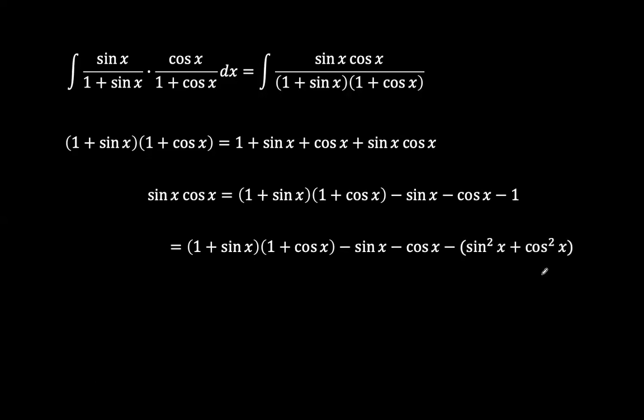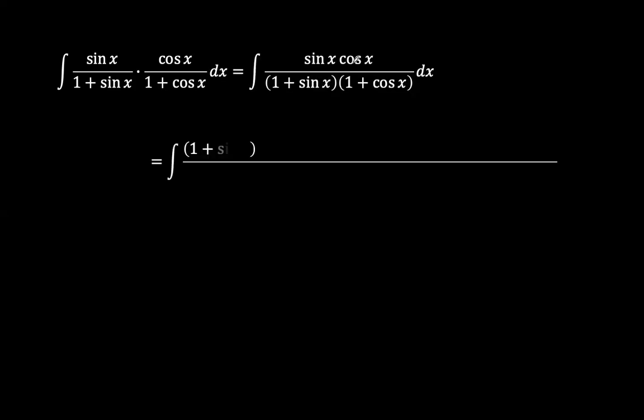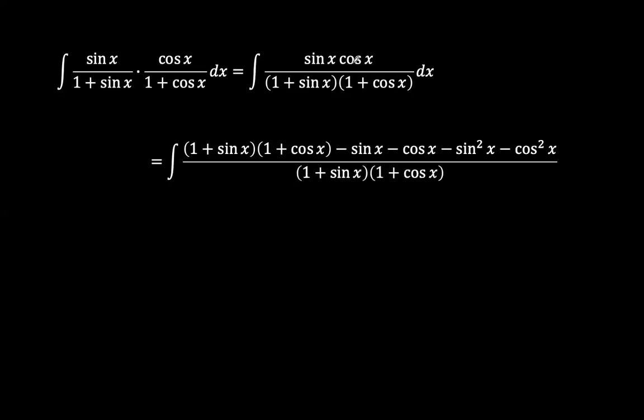And therefore, if we go ahead and plug whatever we have here into the numerator, that will help us quite a bit. So the integral of sine x over 1 plus sine x times cosine x over 1 plus cosine x is the same as the integral of 1 plus sine x times 1 plus cosine x minus sine x minus cosine x minus sine squared x minus cosine squared x, right? Over 1 plus sine x times 1 plus cosine x.